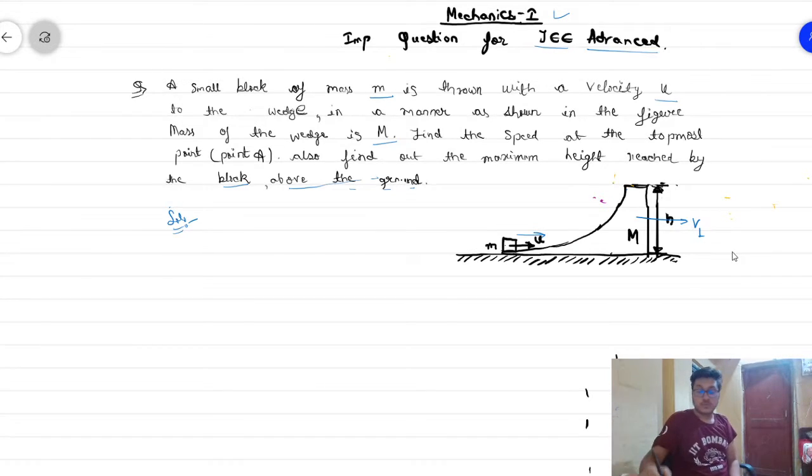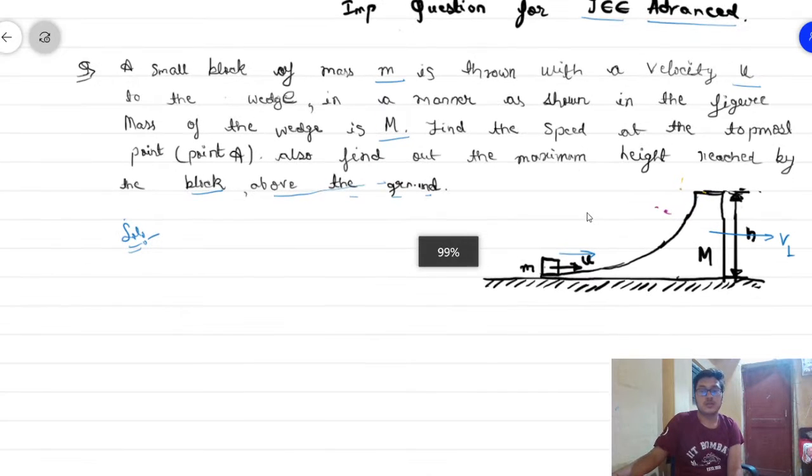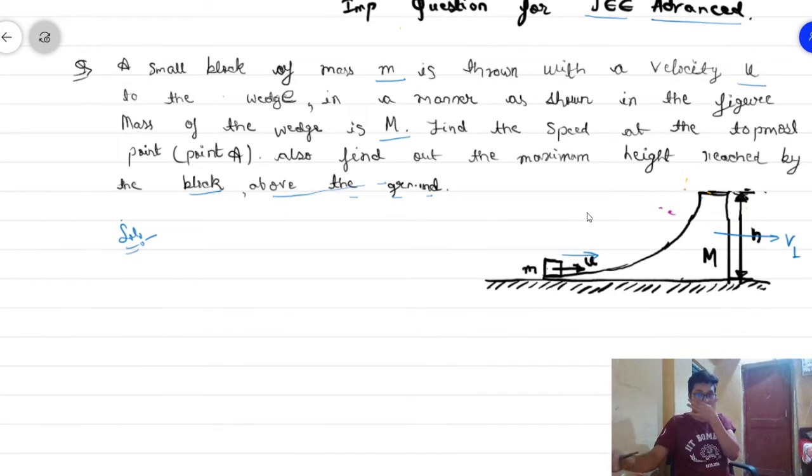Another good question comes from the house of mechanics. It's important for JEE Advanced. In this question, we are given a small block of mass m which is thrown with a velocity u to the wedge in a manner as shown in the figure.